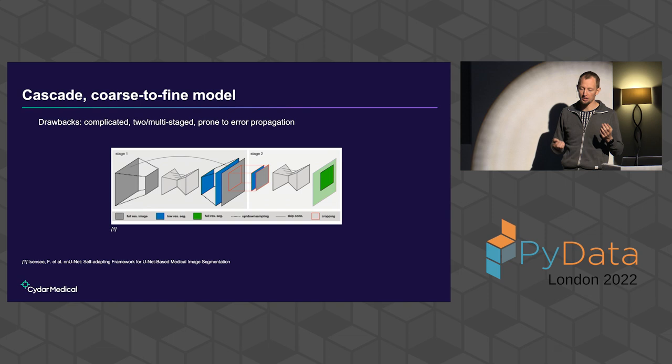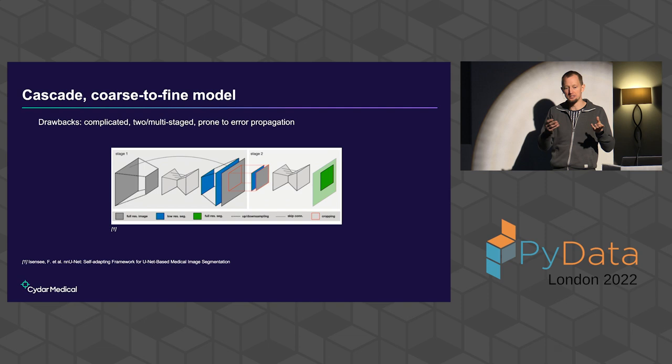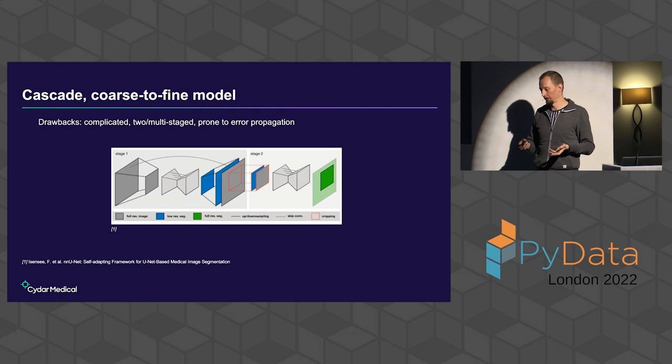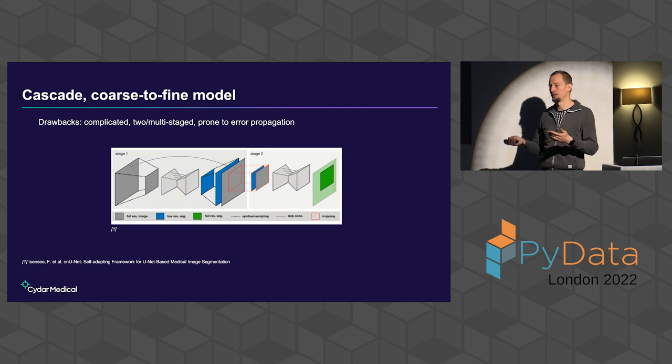One of them is to use a coarse-to-fine model, a cascaded one. We first train a model at low resolution to identify the region of interest, where the actual object is, and then we train a fine-grained model on a cropped version, which can be run at a higher resolution. But it has some drawbacks. It makes things complicated. It's multi-stage and prone to error propagation. The other solution is block sampling.